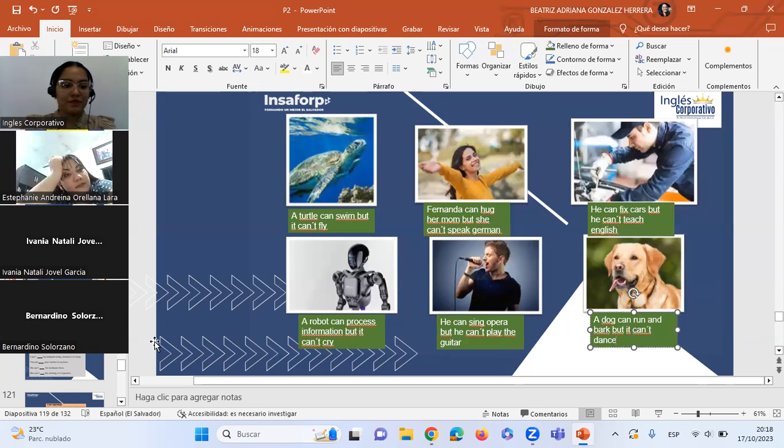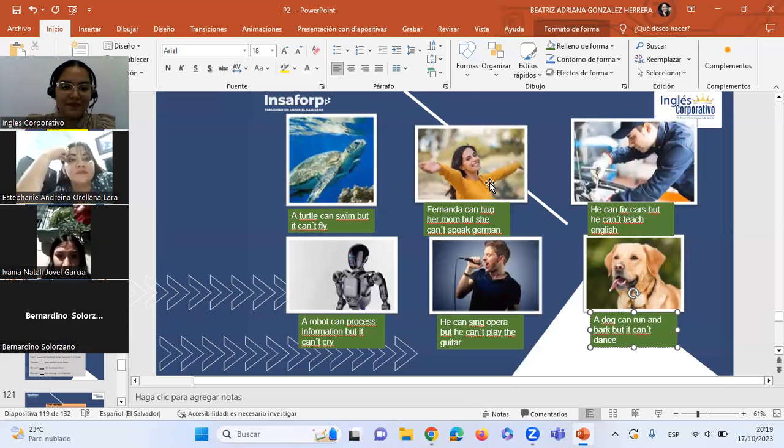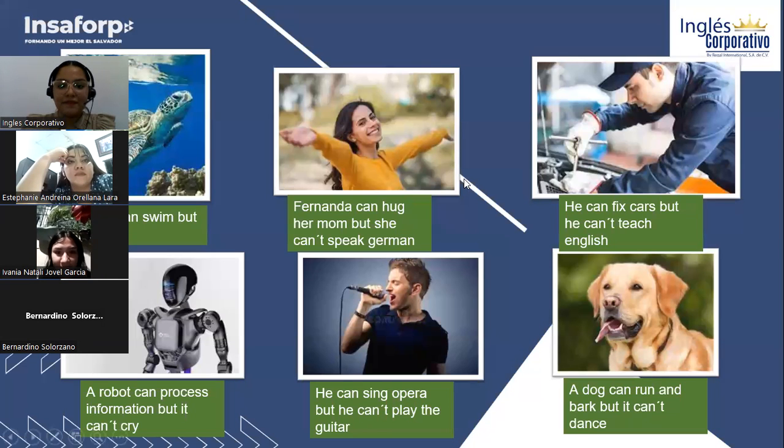Okay, now, Stephanie, can you please read this one? The first one. A turtle can swim, but it can't fly. Excellent. Thank you so much. Ivania, can you please read the second one? Fernanda can hug her mom, but she can't speak German. German, excellent. And now, Bernardino, can you please read this one? He can fix cars, but he can't teach English.